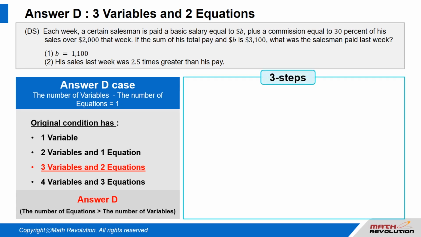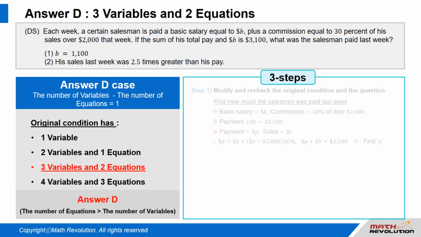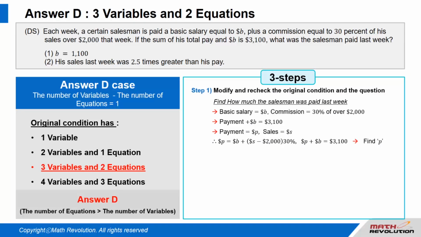Let's apply the 3 steps suggested previously. Follow the first step of the variable approach by modifying and rechecking the original condition and the question. We have to find how much the salesman was paid last week. Each week a certain salesman is paid a basic salary equal to dollar amount B, plus a commission equal to 30% of his sales over $2,000 that week, and the sum of his pay and B is $3,100.